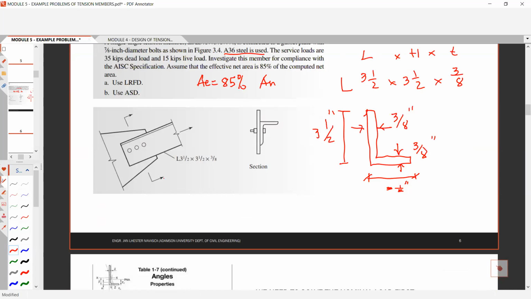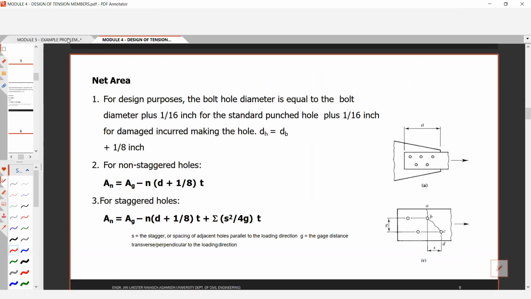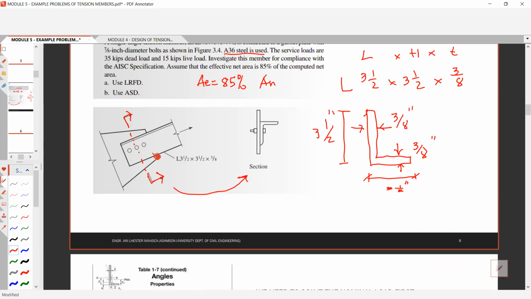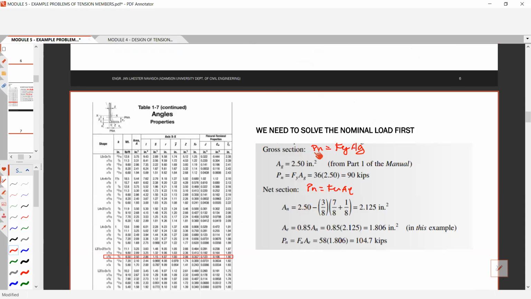So again, just cut the section at the bolt hole. This is the cutting plane, and you have this section. Since our bolts are non-staggered, basically An is equal to Ag minus the area of the holes. Your Ag is 2.5. So what is the area of the hole?